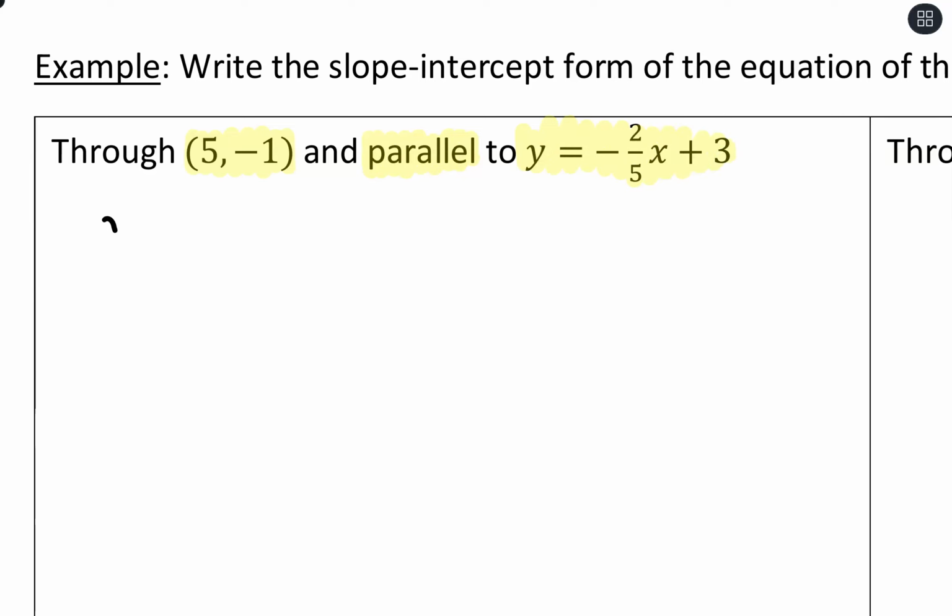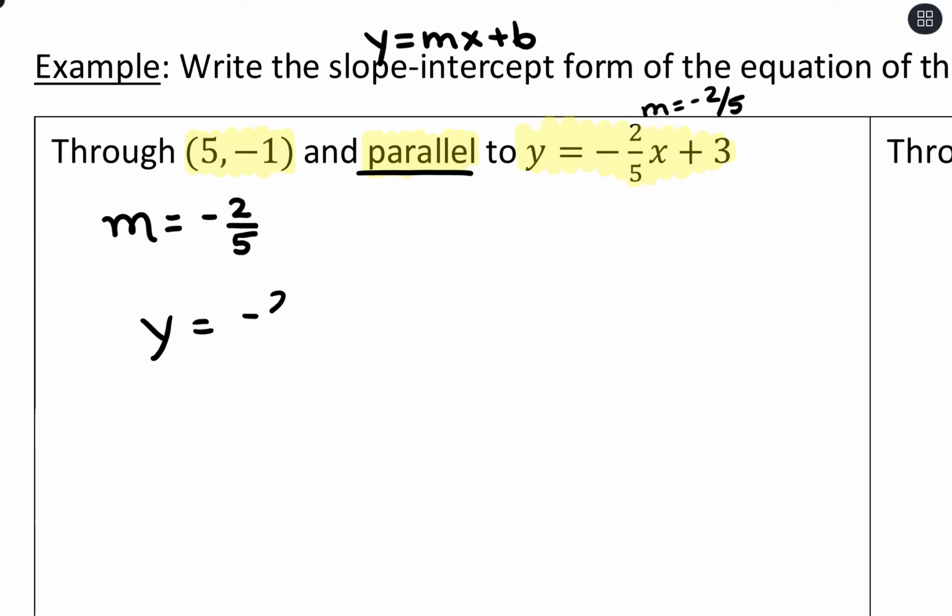So with these, where I want to start is with slope. Because it's parallel, and my original slope is that -2/5, if it's parallel, I keep the slope the same. So for my new line, it's -2/5. So if I'm building together this y equals mx plus b, my new line is going to be y equals -2/5 x plus, and then I don't know what b is yet. But I can solve for b because we have x equals 5 and y equals -1.